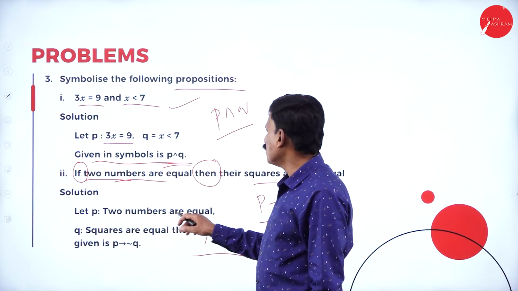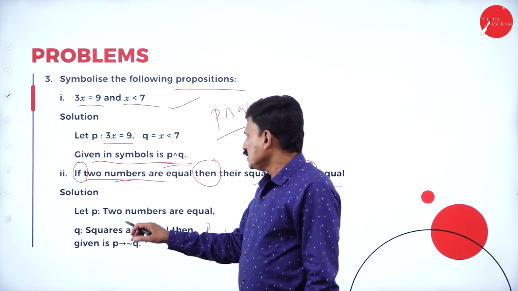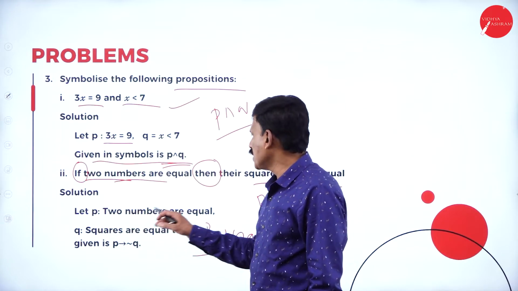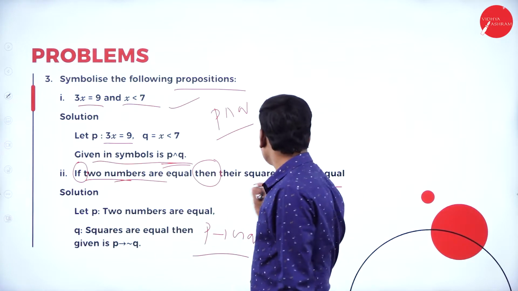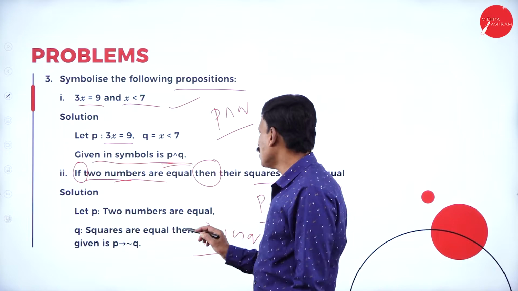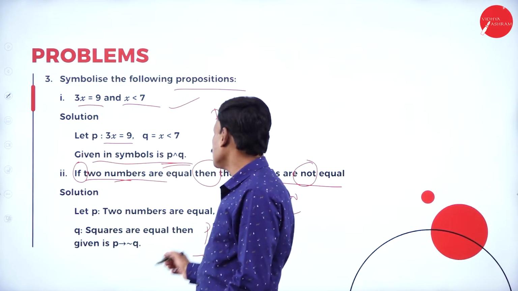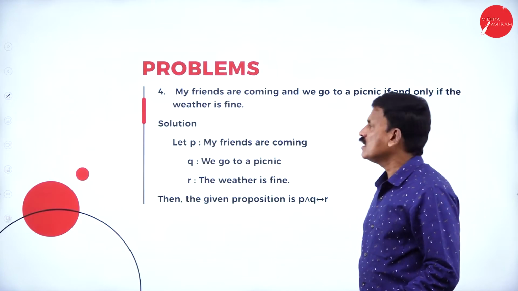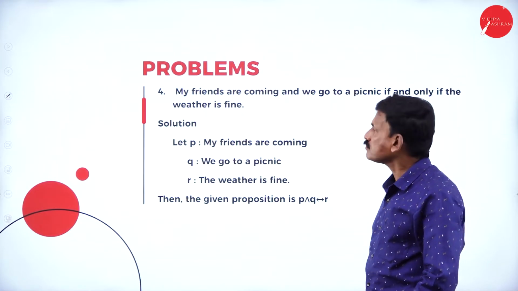That means two numbers are equal. If two numbers are equal, then the squares are not equal. That's it. Right. Now, let us come to the next problem.